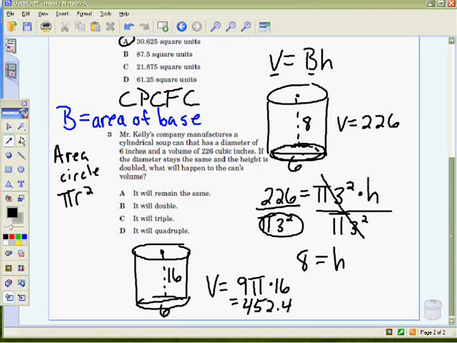So let's look and see what happened to our volumes. Here we have 226. Here we have 452. It looks like it doubled. The answer is B. So if the cylinder's base stayed the same, but the height was doubled, the volume doubled.